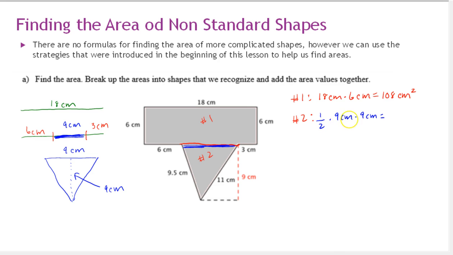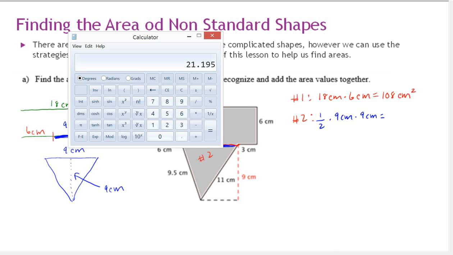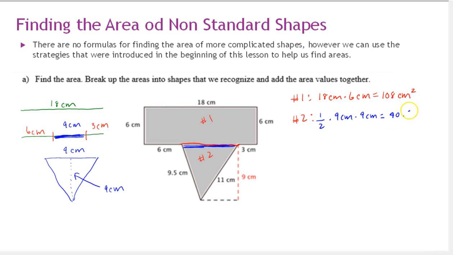There's no even numbers, so there's going to be a decimal, so it's going to be 1/2 of 81. Let's just start from the beginning. For 1/2, we'll do 1 divided by 2 times 9 again. That gives us 40.5 square centimeters. So our total area is the sum of these two pieces. 108 centimeters squared plus 40.5 centimeters squared gives us a total of 148.5 centimeters squared.